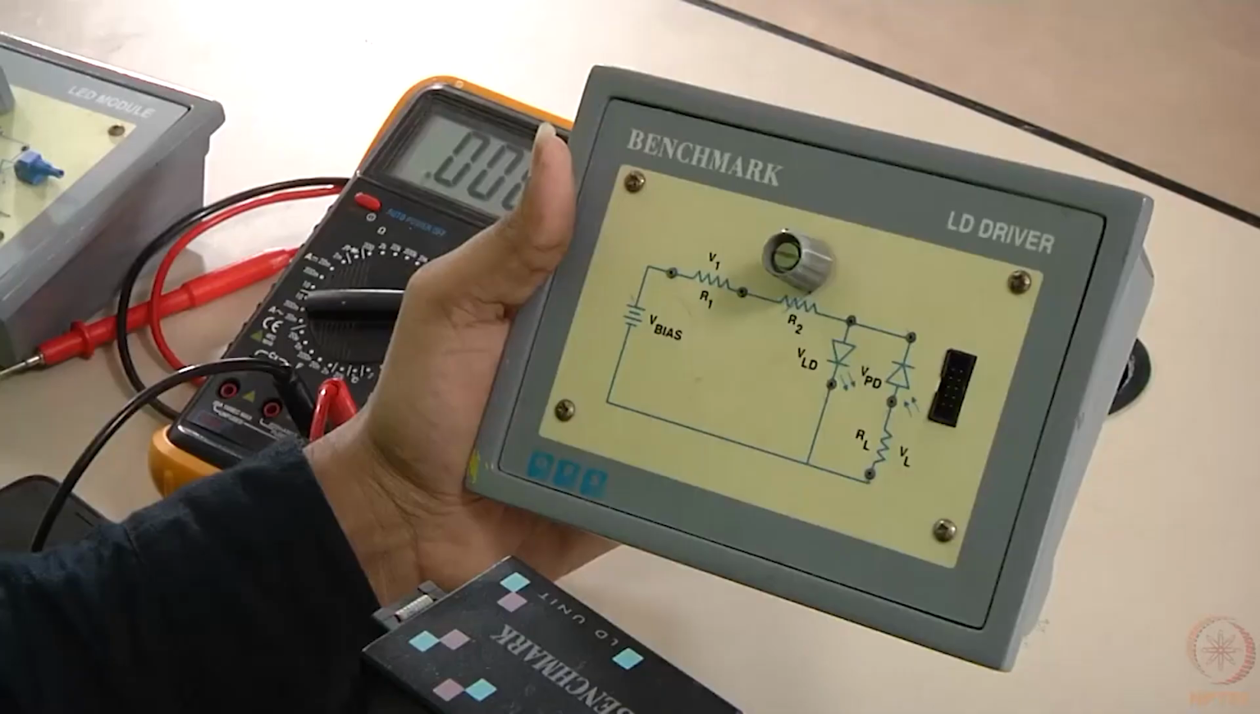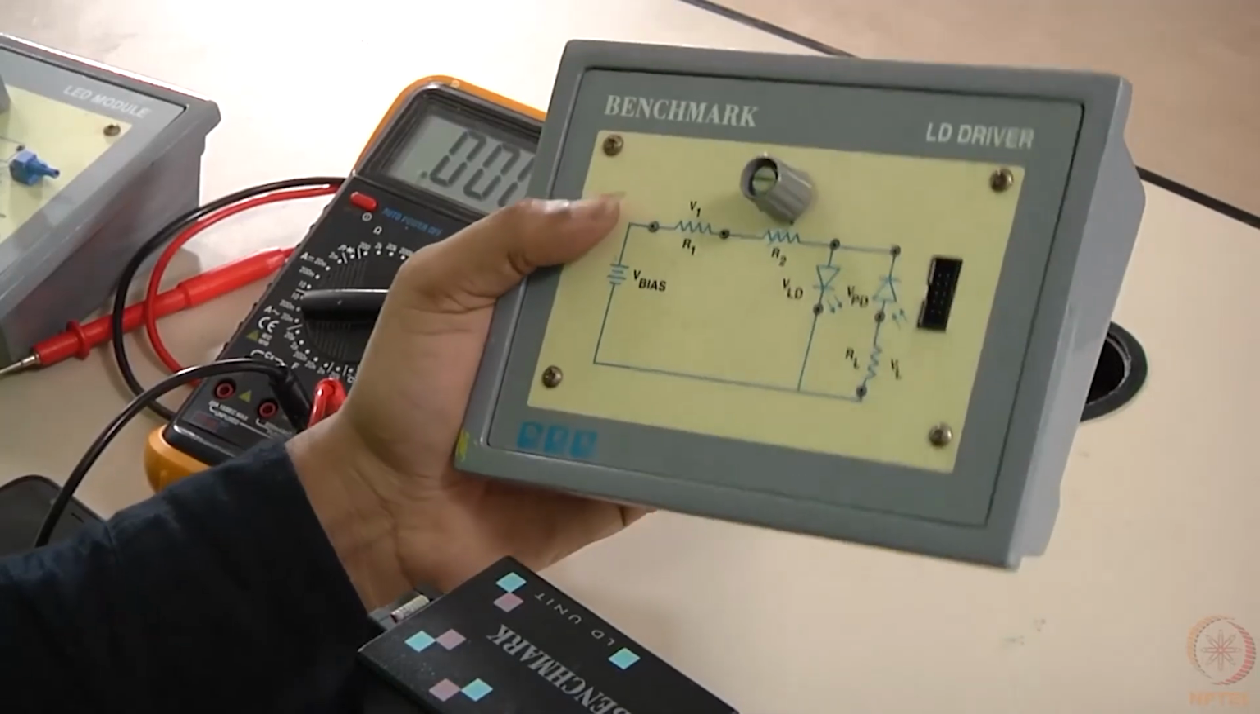So as discussed in class, for a laser diode to emit light, it requires some threshold current. It means that the laser diode should be operated above the threshold current to get the light. This is the laser diode driver we have with us.